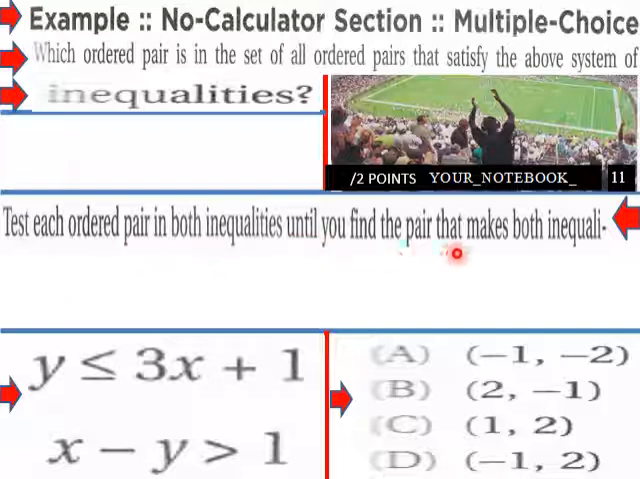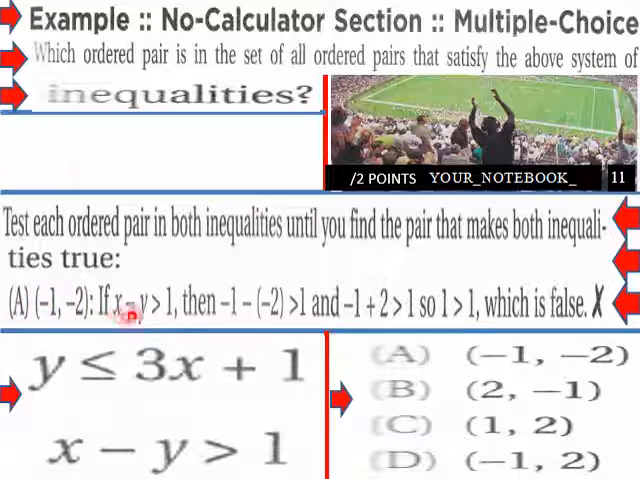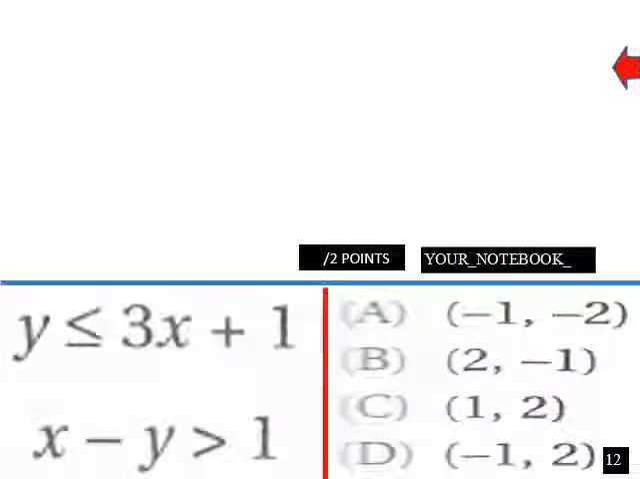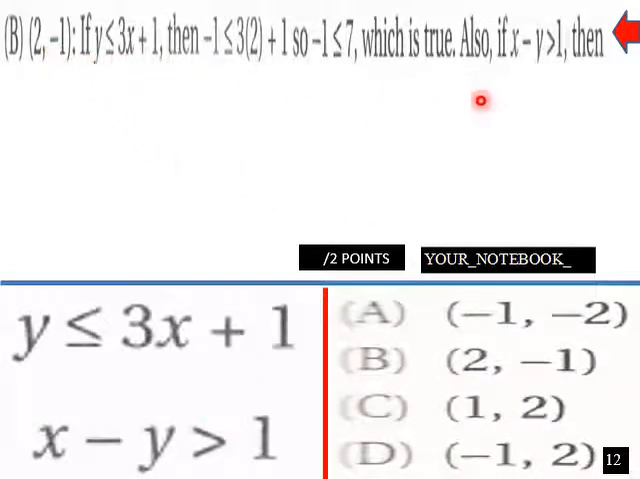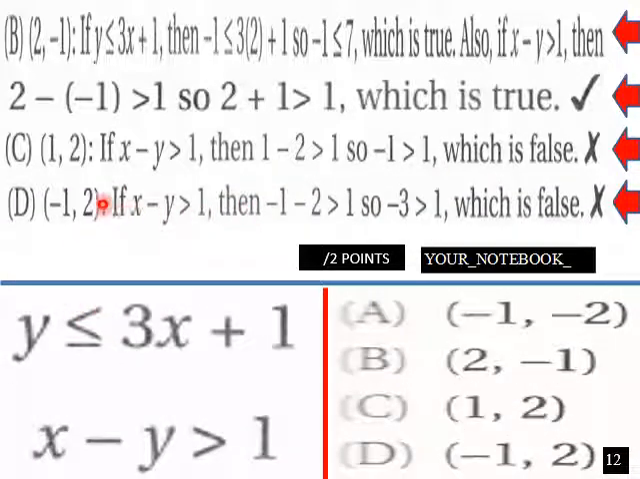Test each ordered pair in both inequalities. Find a pair that makes both inequalities true. So we have A, then plug in, which is false. So A doesn't work. And keep plugging in here. Then we go B, then which is true. So B is true. B works for these systems here. So that's as far as we probably need to go. C, which is false. And then D is false. So B is our solution here for these systems of inequalities.